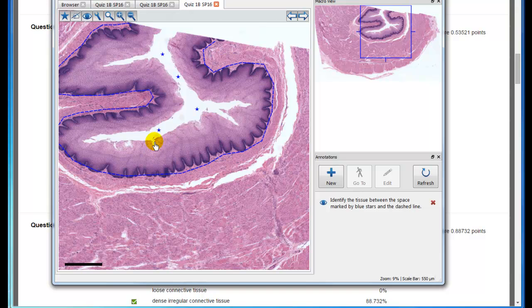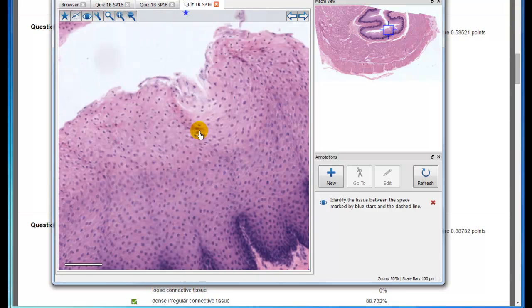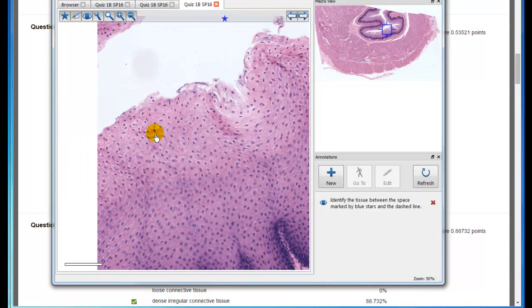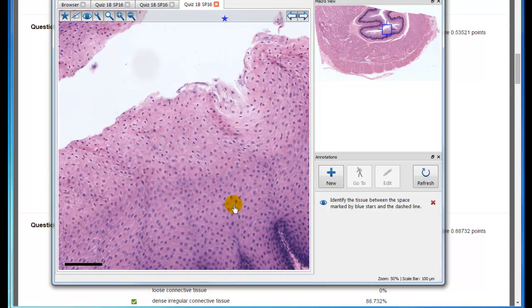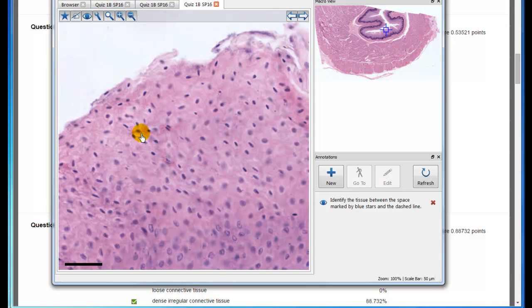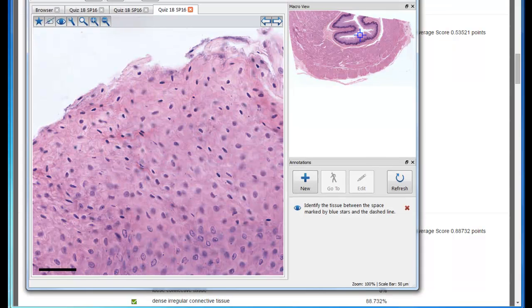And you can see the stars are present here and the line, so it's the tissue between here. If you magnify this, you can clearly see that, of course, it's stratified without question, and the surface cells are very flat, so it's stratified squamous, and you do not see any keratin, and all the cells at the surface have a nucleus, so it's stratified squamous non-keratinized epithelium.